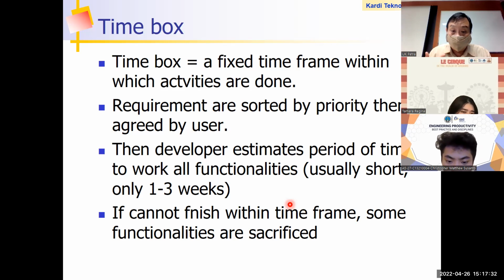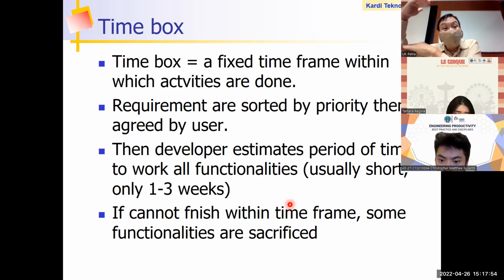Now, if they cannot finish within the time frame, because there is some risk, then some of the functionality will be sacrificed. So in that case, the user needs to put the priority. If I cannot finish, which one should be sacrificed? Which function should be sacrificed within this time box? So this is the improvement compared to waterfall, right? In the waterfall model, you wait until everything is finished, then you code. Here, no. They code based on time box. Clear?